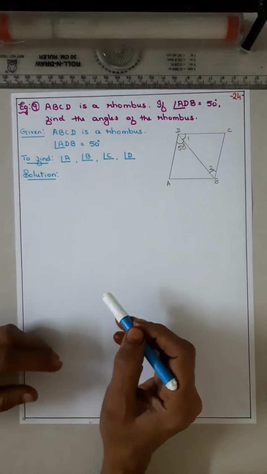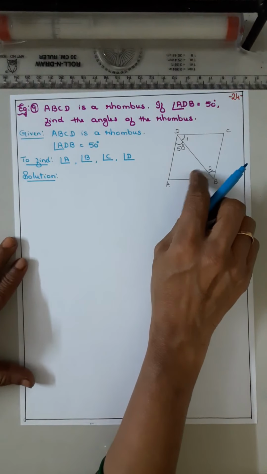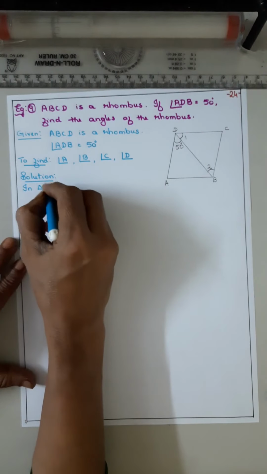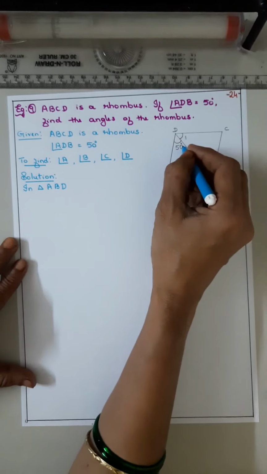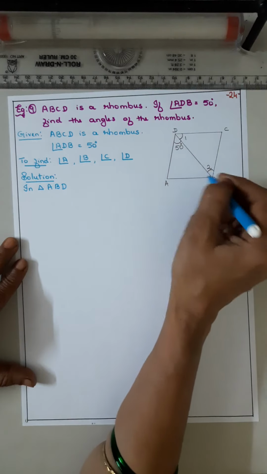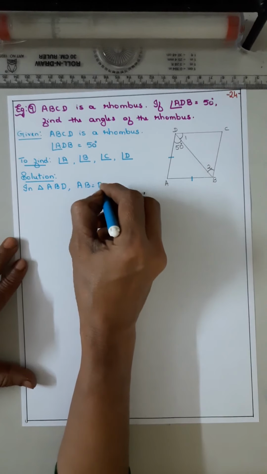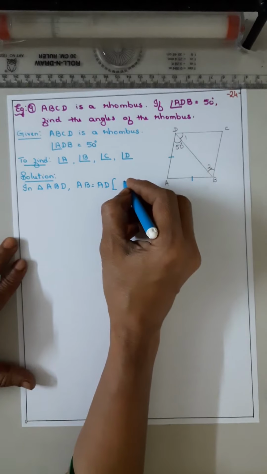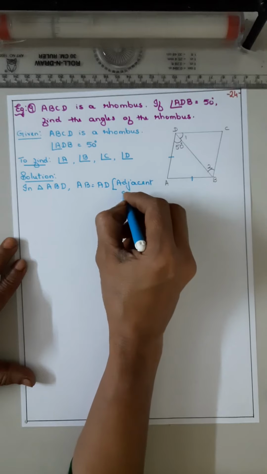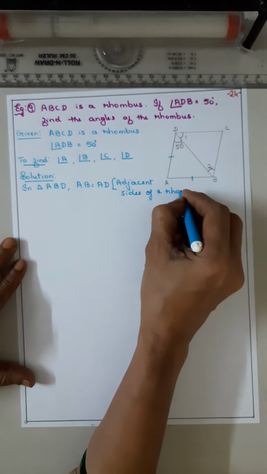Now coming to the solution. In the first triangle, this triangle, it is triangle ABD. In triangle ABD, you know AB is equal to AD. Why? Adjacent sides of a rhombus. Yes or no? Adjacent sides of a rhombus are equal.